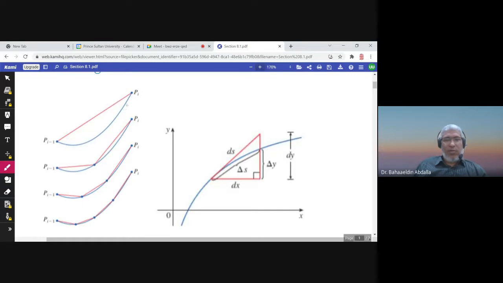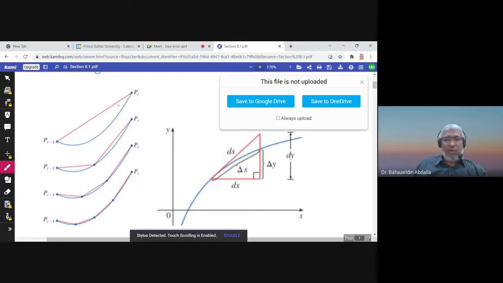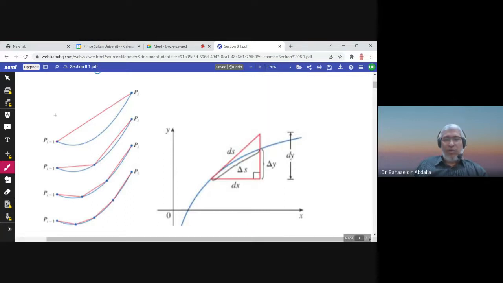Well, we can approximate this arc by finding the length of this line that's connecting the two endpoints of the arc. Well, if you remember, the length of the line will be the square root of the change of x squared, (x2 minus x1) squared, plus the change of y squared, (y2 minus y1) squared. If we divide the arc into two portions, then the sum of the lengths of these two lines would be more accurate, closer to the exact length of the arc.